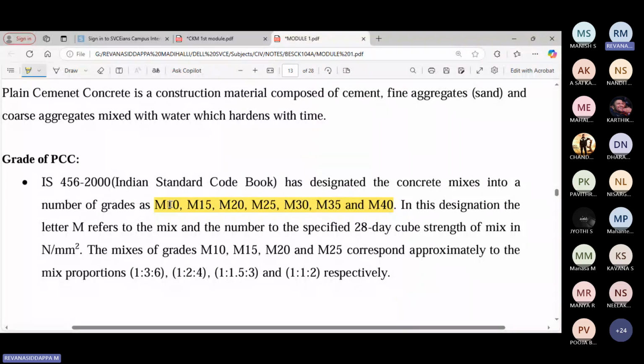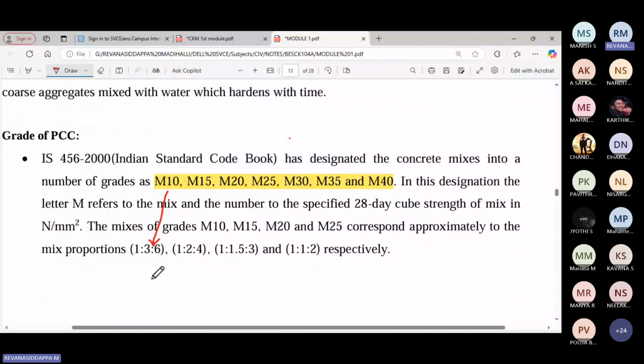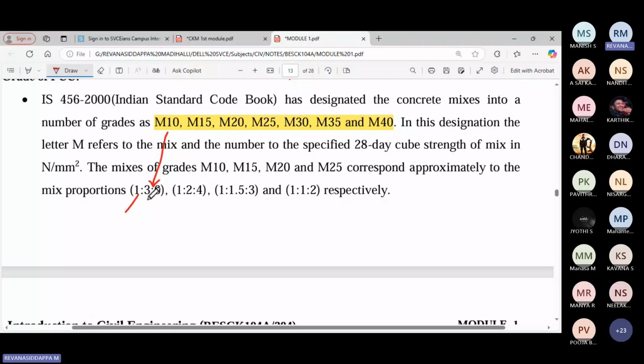It mainly depends on the proportions of the various ingredients of the concrete. Just by varying the proportions of the ingredients, we will be able to achieve these grades. And we have some standard proportions for these grades of concrete. If you want to prepare M10 grade of concrete, the proportion given is 1:3:6.